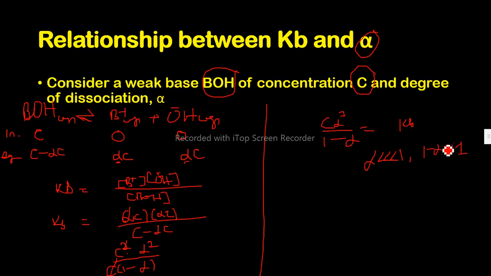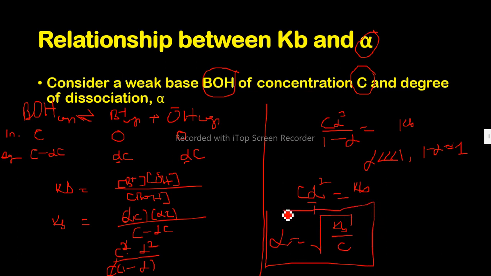And so what does this imply? It implies that C alpha squared over 1 should be equal to Kb. So then what is your alpha? The alpha is simply the square root of Kb divided by the concentration C. So this is going to be your degree of dissociation of a weak base. What is varying is just the K. The other one was Ka, but this one is Kb. Let's do some examples and then we've got it.